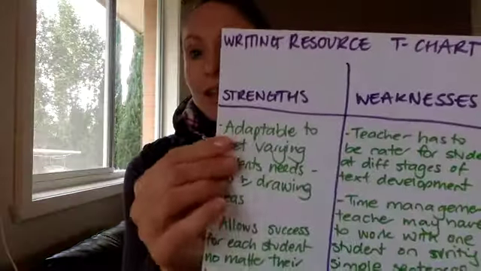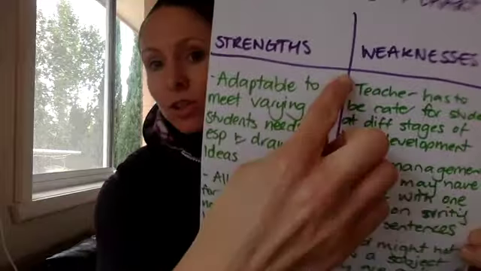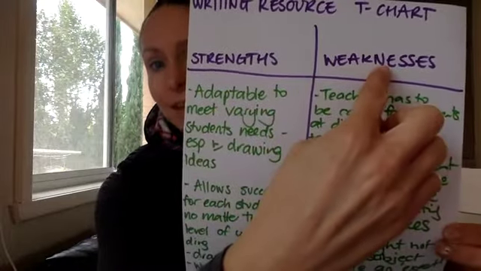Pros and cons, something that I would use to help me look at a lesson and look at a resource and the pros and cons of this resource. Something that I use are graphic organisers. I find them really easy to get my head around. For example, this is a simple T-chart with strengths and weaknesses.